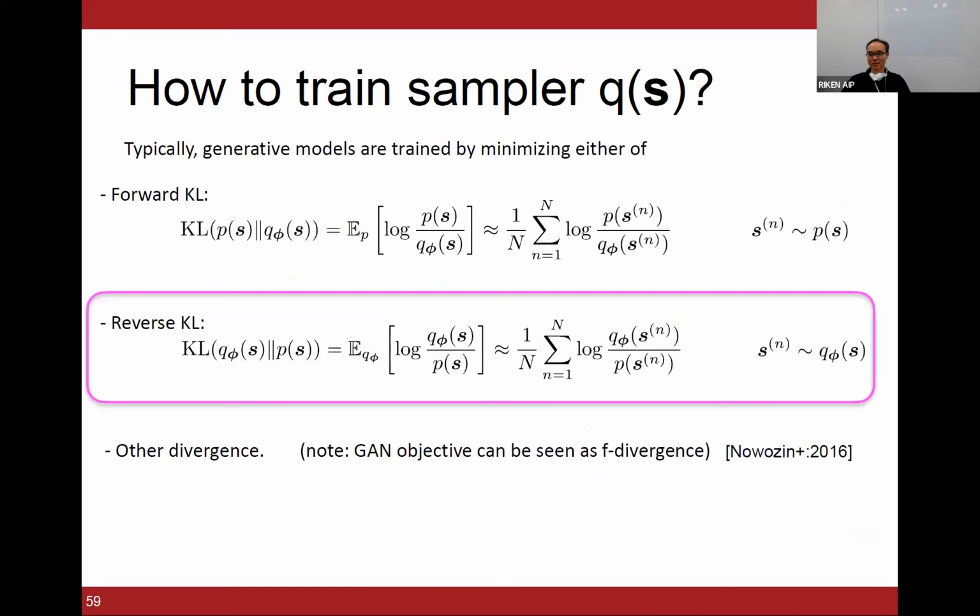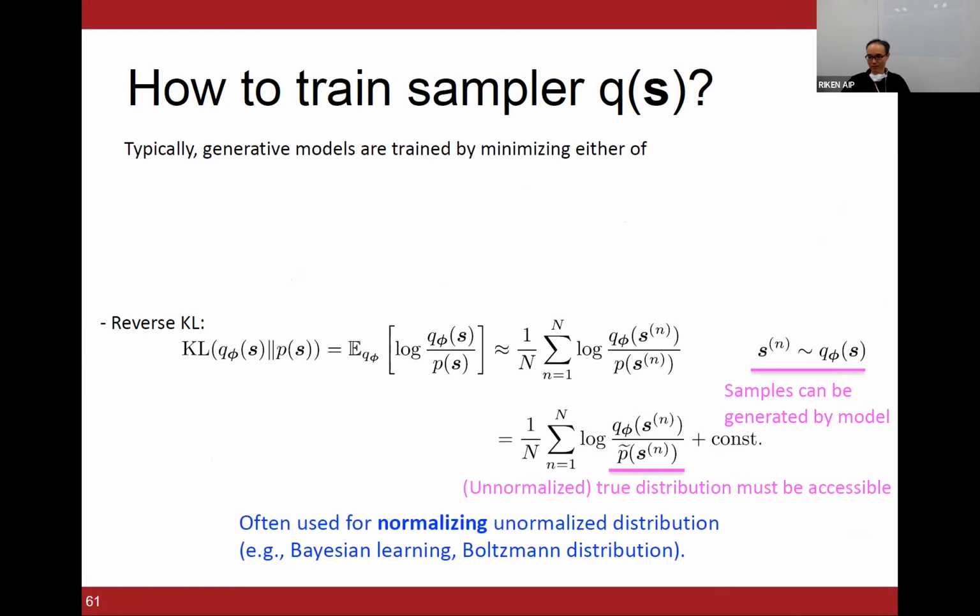Okay, so sorry for the interruption. So I continue. Yes, so this reverse KL divergence is often used in Bayesian learning and in our application as well, because we are given an unnormalized target distribution.